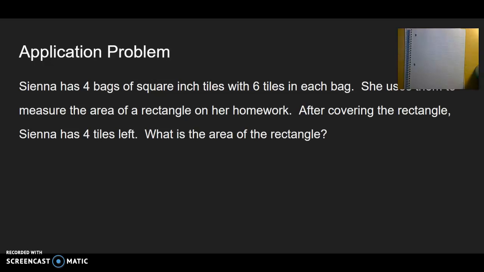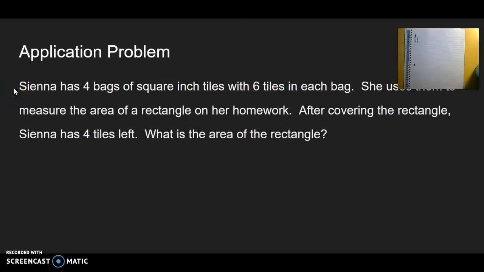Alright, here's today's application problem. Now, just like with any math problem, I'm going to start by adding an R, D, W to the side of my paper so I don't forget to read, draw, write. Let's do the first step and read.